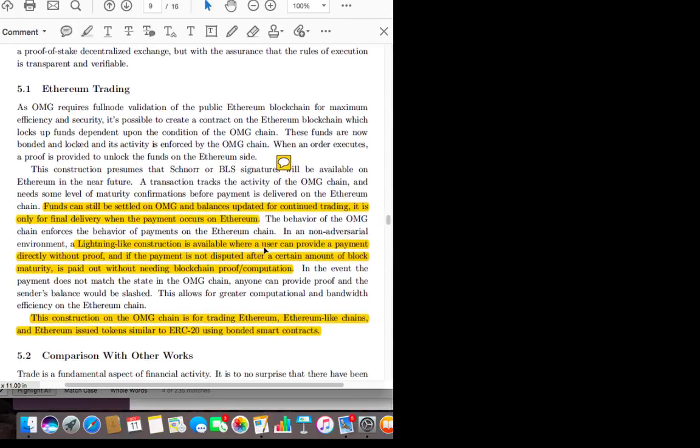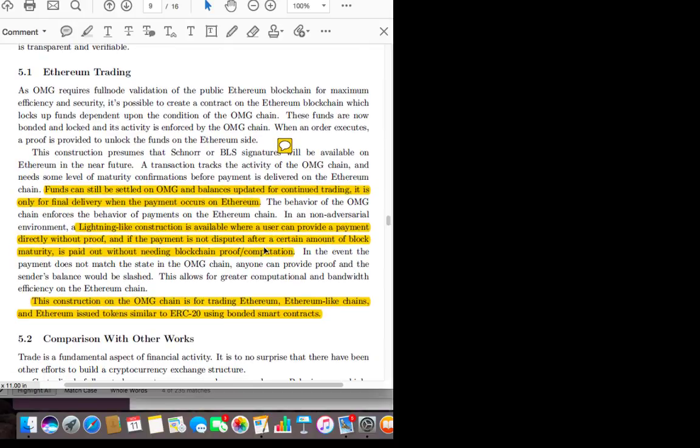So, Ethereum trading. It goes on to say a transaction tracks activity of the OmiseGO chain and needs some level of maturity confirmations before payment is delivered on the Ethereum chain. Funds can still be settled on OmiseGO and balances updated for continued trading. It is only for final delivery when the payment occurs on Ethereum. So again, this could be a way to use OmiseGO to do a lot of the heavy lifting, and then, when you're done, you settle the payment on the Ethereum blockchain.